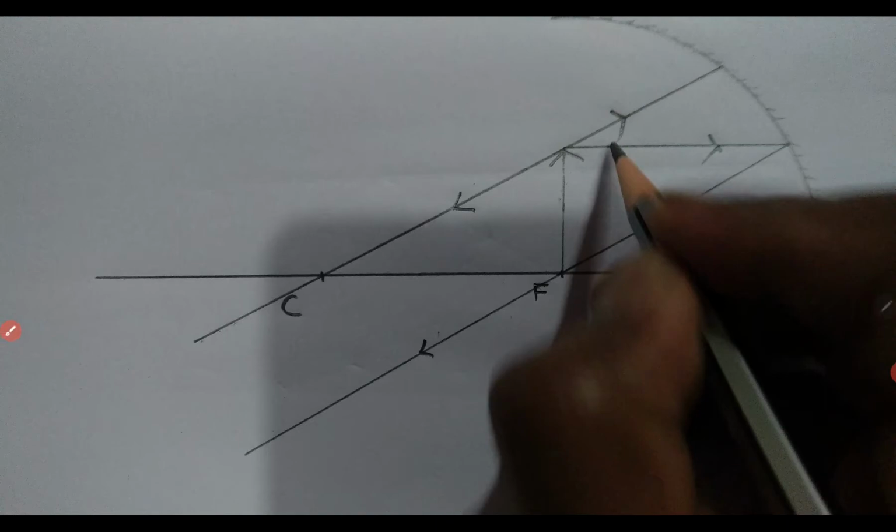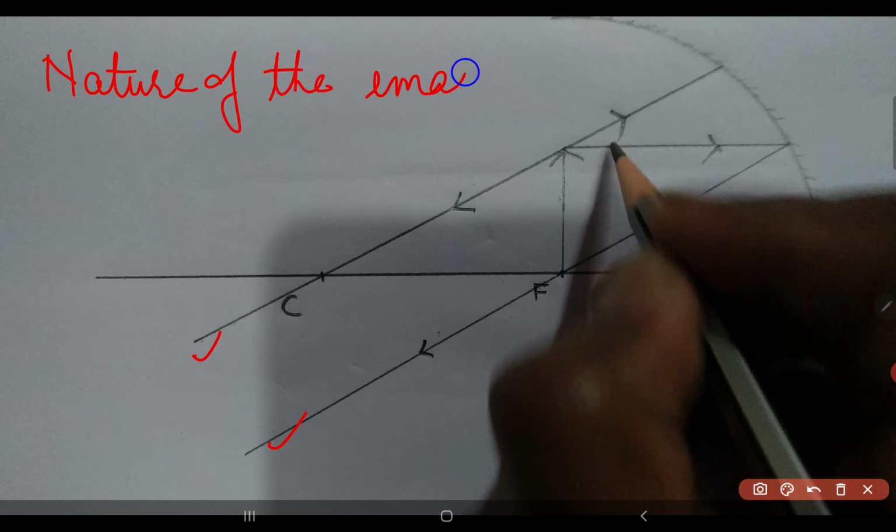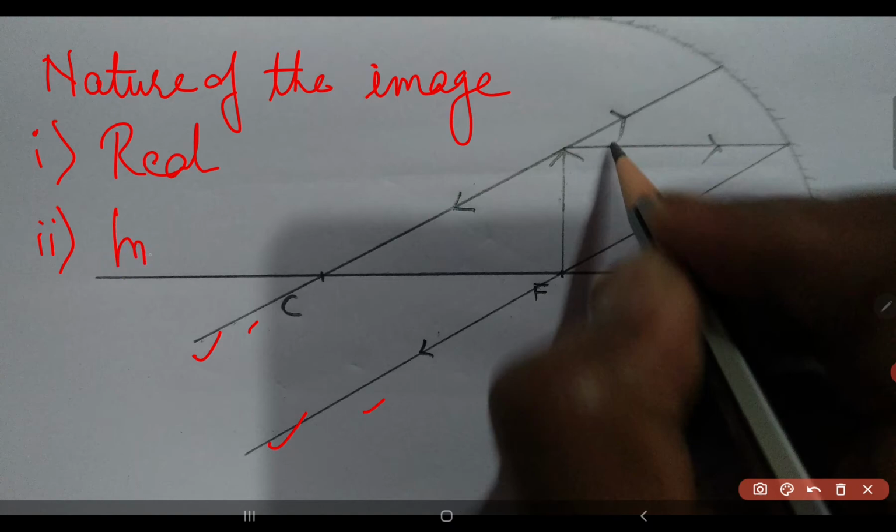You can see these two reflected rays are parallel to each other. Hence the nature of the image will be, number one, when the parallel rays come, we assume them to meet at infinity, so it should be real. Number two, if it is real, it is inverted. And number three, it is forming at infinity, so the size should be magnified.